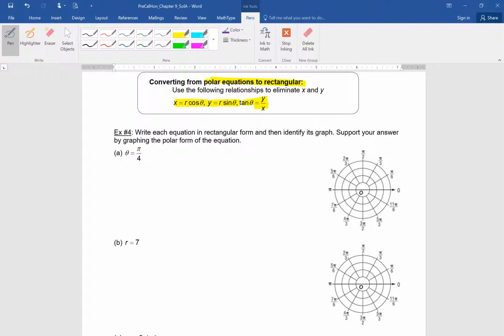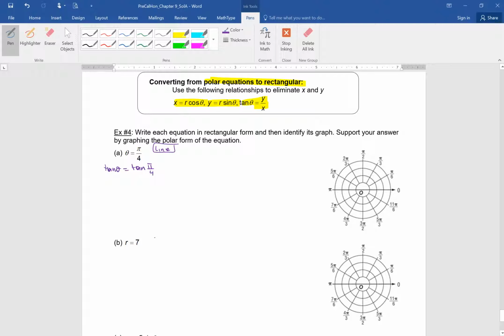So the first one is theta equals pi over 4. When all you have is theta, go with the tangent, all right? So what I'm going to do is take the tangent of both sides. Now, look at theta equals pi over 4. Remember we graphed this in section 2? What type of graph do you get when you graph theta equals pi over 4? You get a line. Right. So let's see if the rectangular equation is going to match that.